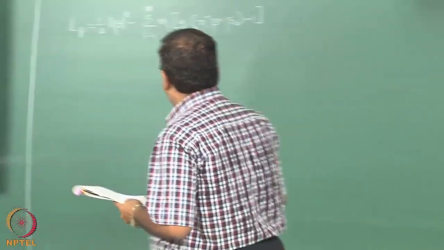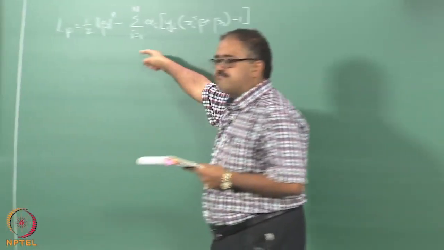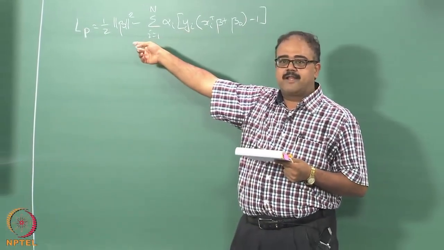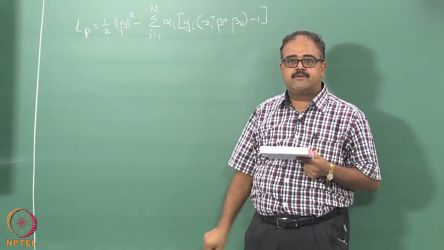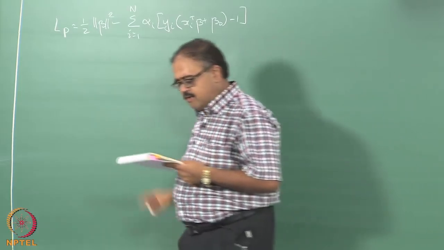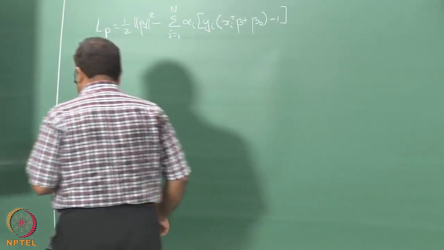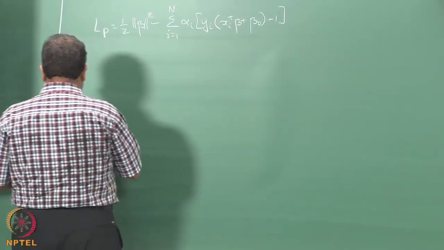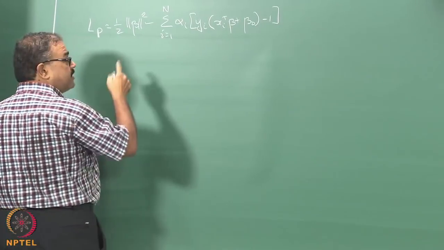Okay, great. People remember the primal objective function that we had for SVMs. So this is the primal objective function we had for SVMs. So one way of thinking about it is to say that I am going to write it the following way.